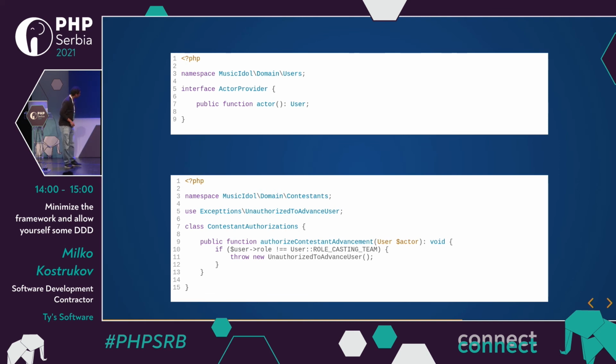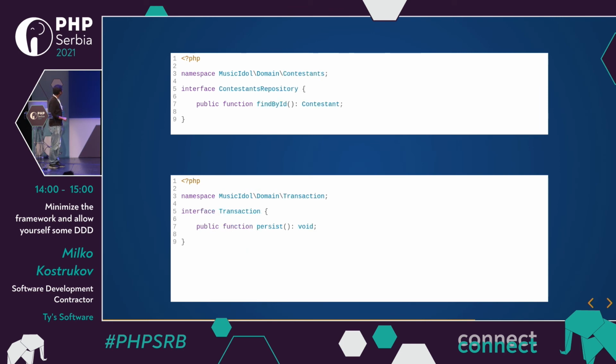Sloppy. And the contestant repository, as I mentioned, is an interface because it's infrastructure, and the different implementations of this interface can talk to different databases, to different storages. And the transaction, same as the repository, is also an interface because it also has to deal with the infrastructure, and it may have a lot of different implementations.